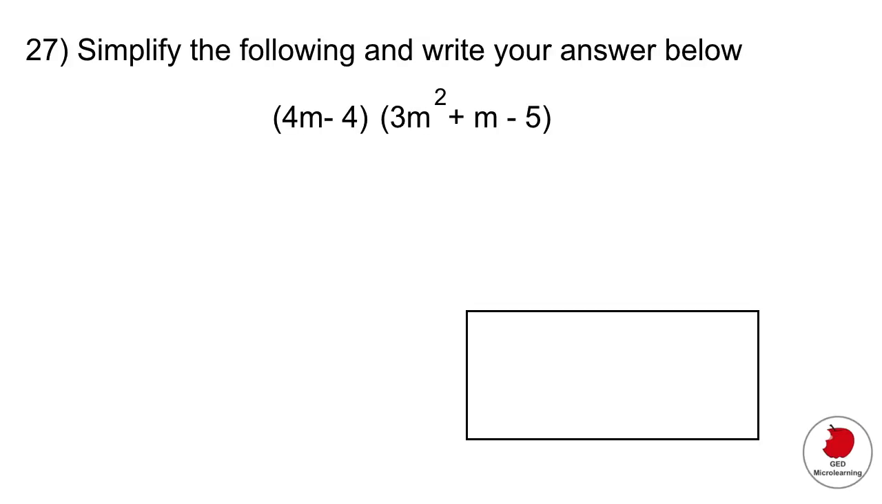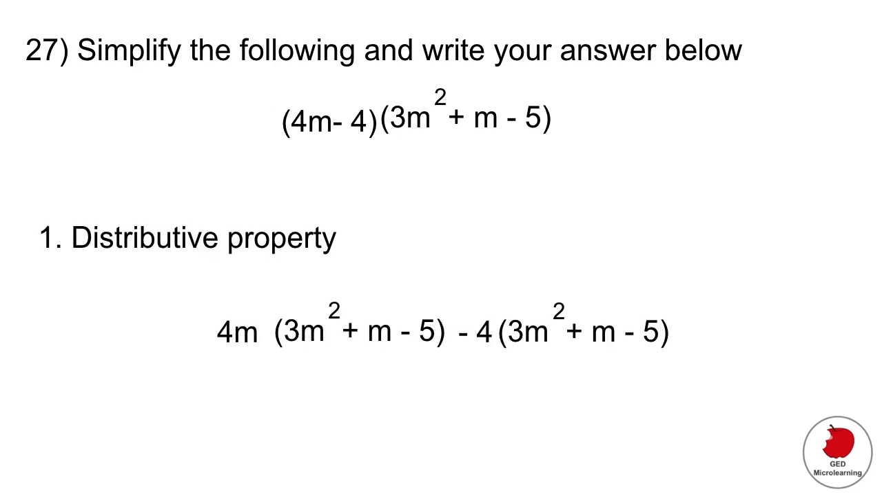Okay, so question 27, they're asking us to simplify the following expression. So in this case, we are multiplying these two polynomials by each other. And what you do here is you use the distributive property, meaning that you're going to take that expression and multiply it by this first number, by 4m, and you're going to take the same expression and multiply it by negative 4. Okay, like this. So I've rewritten that there in the bottom.